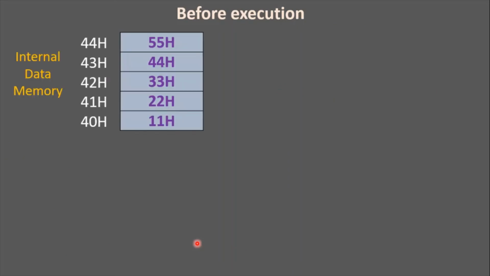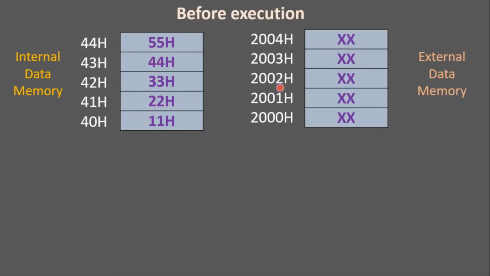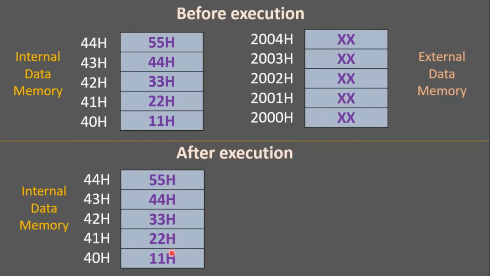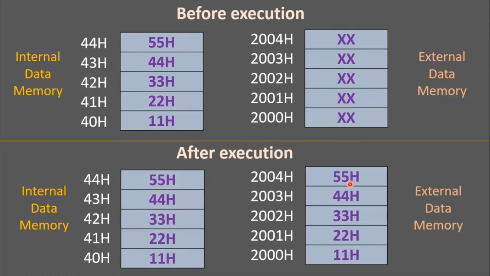Before execution, internal data memory starting from 40H to 44H holds these 5 numbers. And the destination block, that is external data memory, starting from 2000H location to 2004H location holds numbers which we don't know. Once you develop and execute the program, these 5 numbers from the source block should get transferred to the destination block.